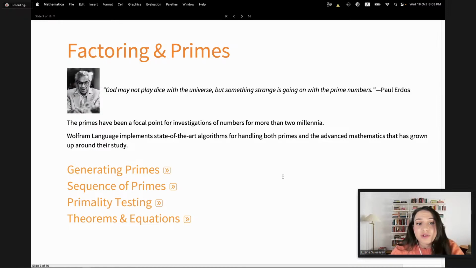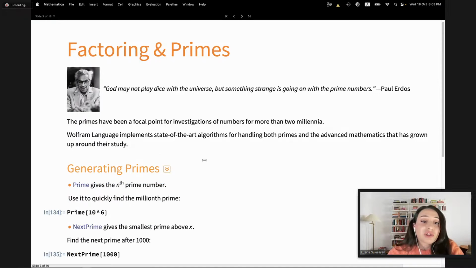So the Wolfram language implements the modern algorithms for handling both primes and the advanced mathematics that has grown up around their study. Again, we grouped all the functions concerning factoring and primes into the following categories: generating primes, sequence of primes, primality testing, theorems, and equations. Let's begin with generating primes.